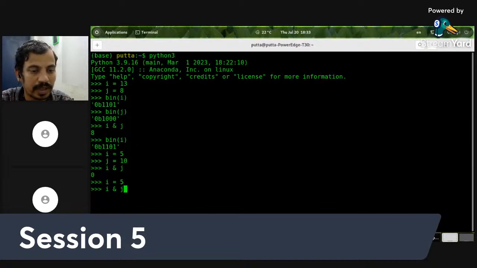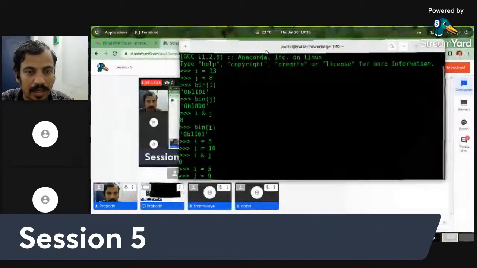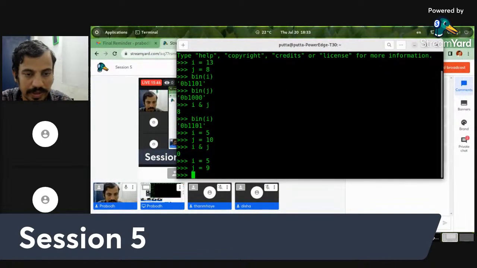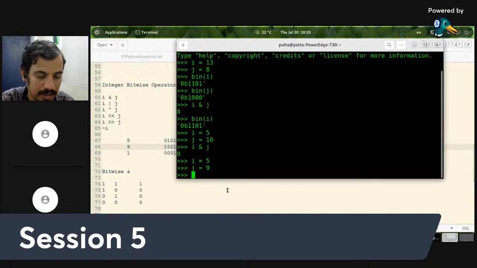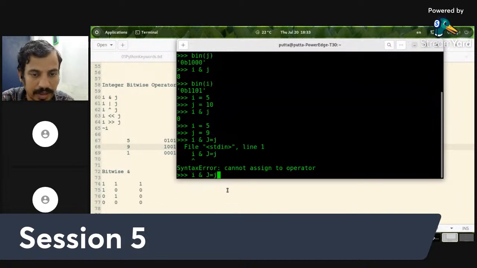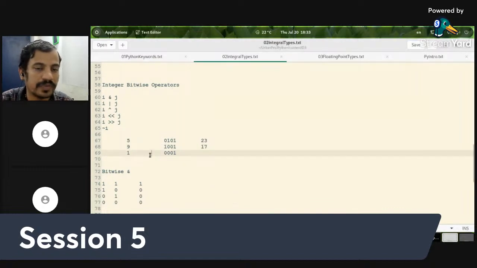I is 5, j is equal to 9, and then I and j will give us the result as 1, which we have verified here.